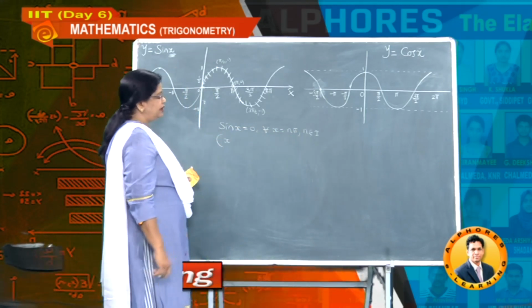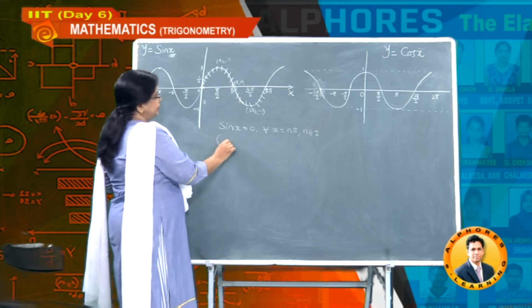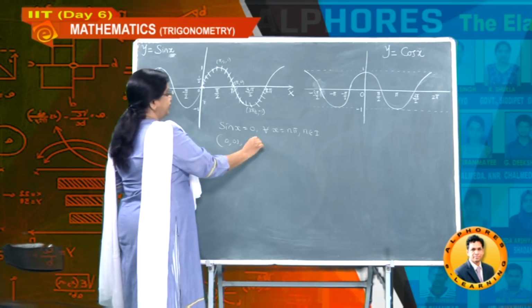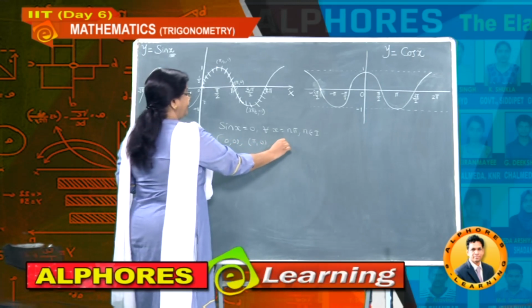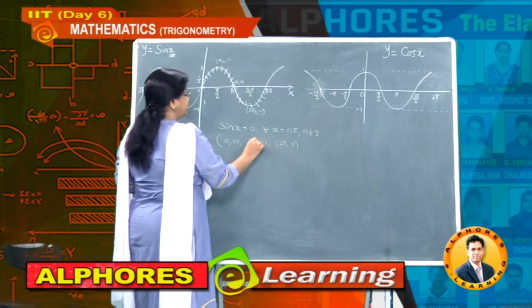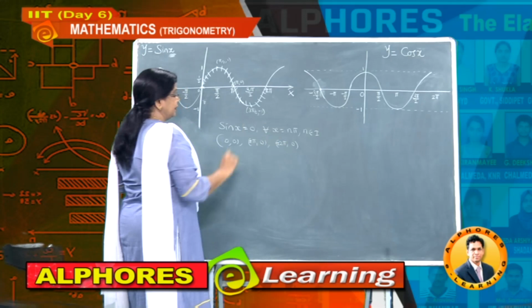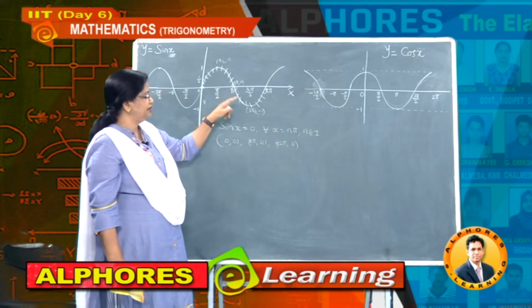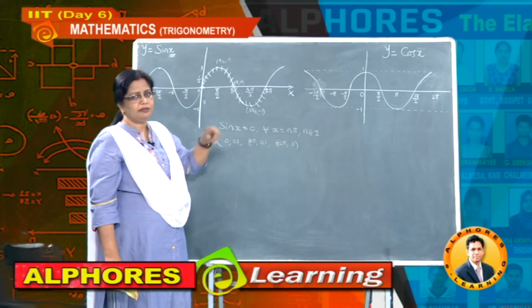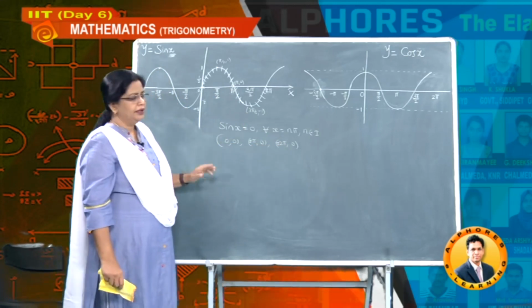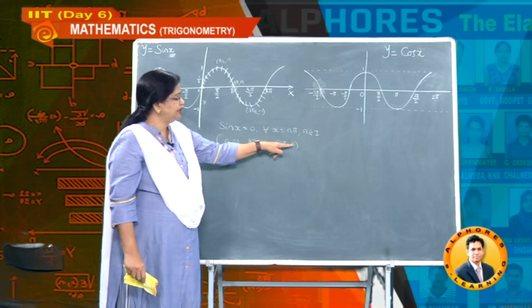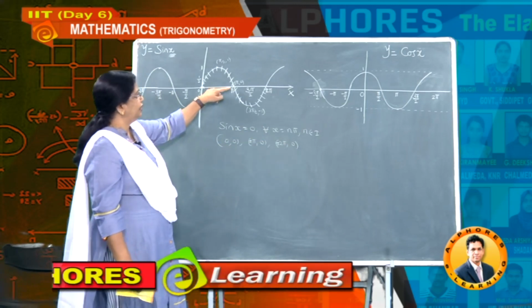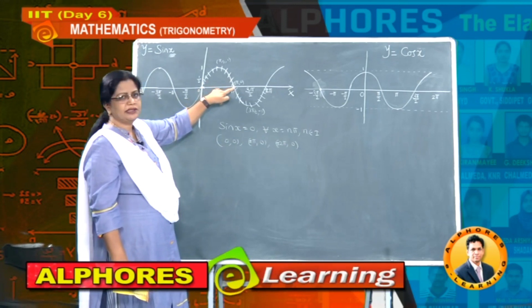Whatever x you take here, that means if I take (0, 0), and next (pi, 0), and next (2 pi, 0), plus or minus also you can take simultaneously. Whenever x is taking plus or minus pi, y value is 0. Whenever x is taking plus or minus 2 pi, y value is 0. That means whenever y is 0, exactly the curve is intersecting the x axis.